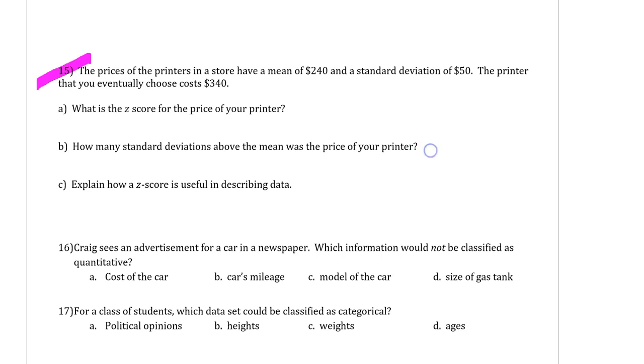Okay. 15. The prices of printers in a store have a mean of $240 and a standard deviation of 50. The printer that you eventually chose costs $340. What's the z-score? I want to emphasize here that a z-score means how many standard deviations you are above or below the mean. Z-score is calculated by your score, which in this case would be a cost. My cost was $340. Take away the mean, so $240, divide by the standard deviation, which they said was $50.